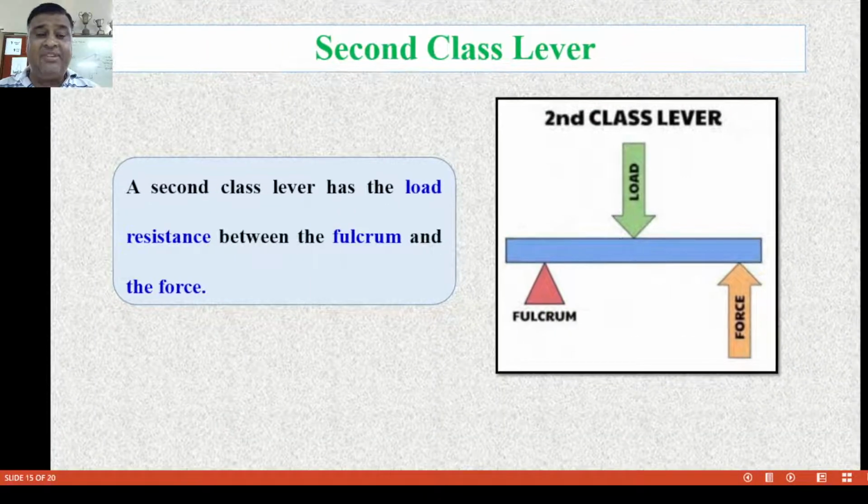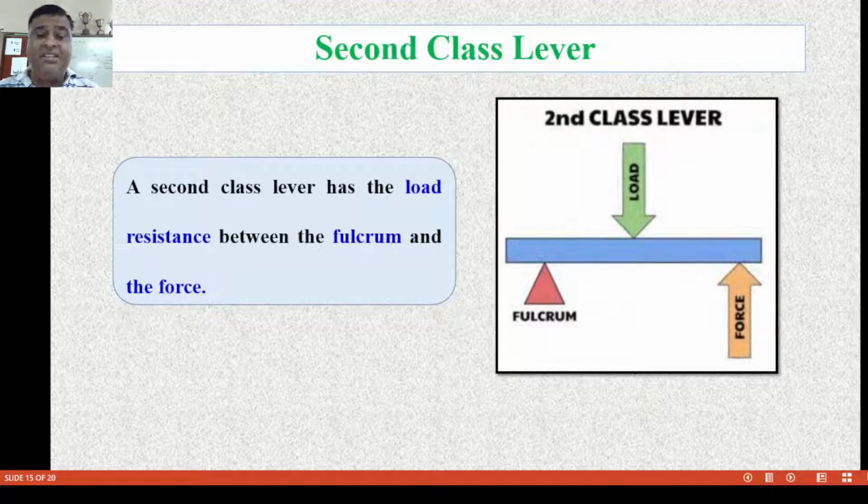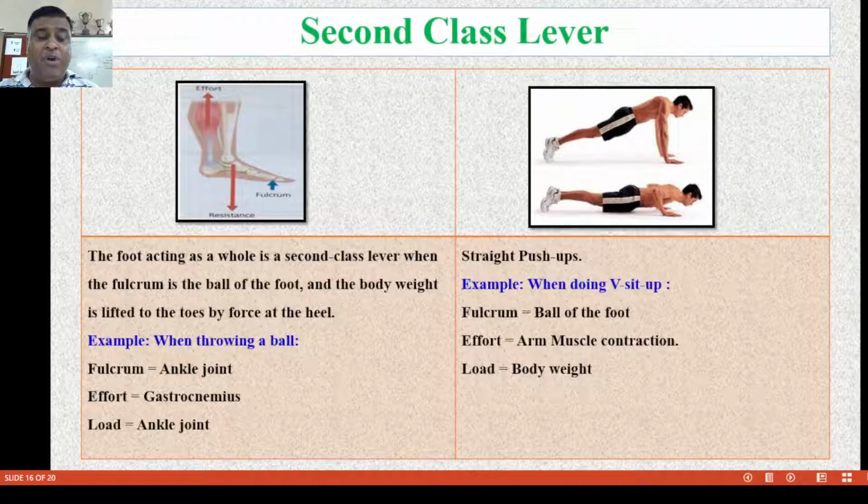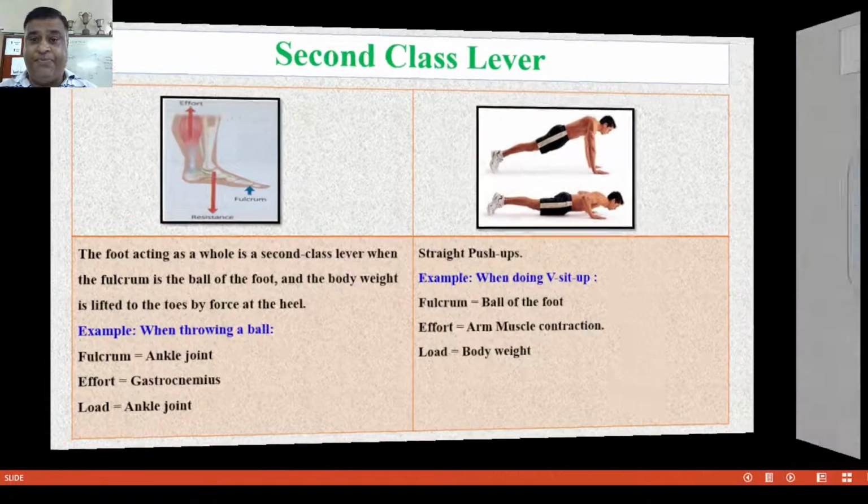Now the second class lever has the load in between, with the fulcrum and the force on both sides. Examples: when we are throwing a ball, the fulcrum is the ankle joint, the effort is the gastrocnemius muscle, and the load is at the ankle joint. The second example is straight push-ups. When we are doing push-ups, the fulcrum is the ball of the foot, the effort is the contraction of the arm muscles, and the load is the body weight.